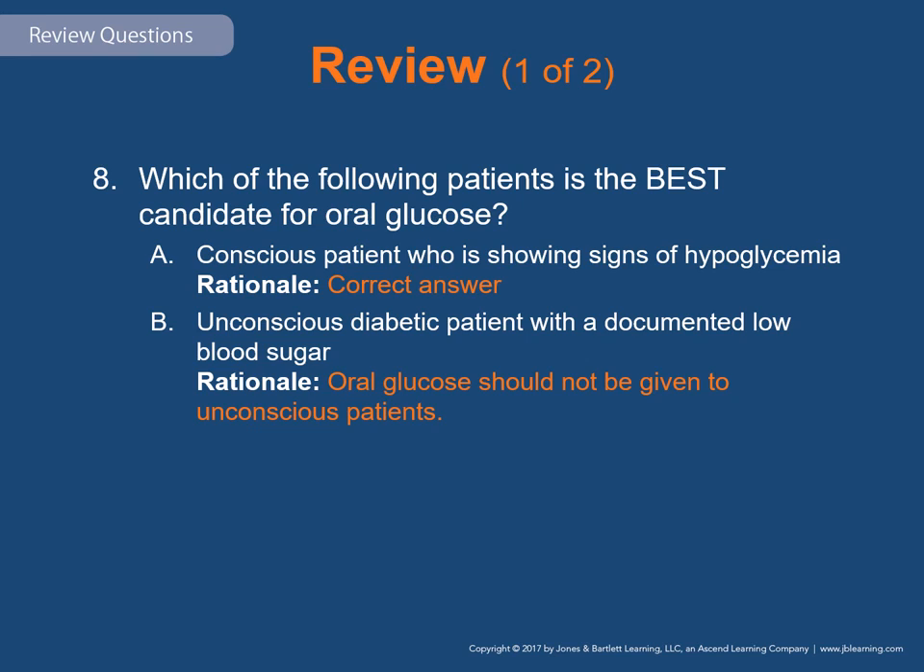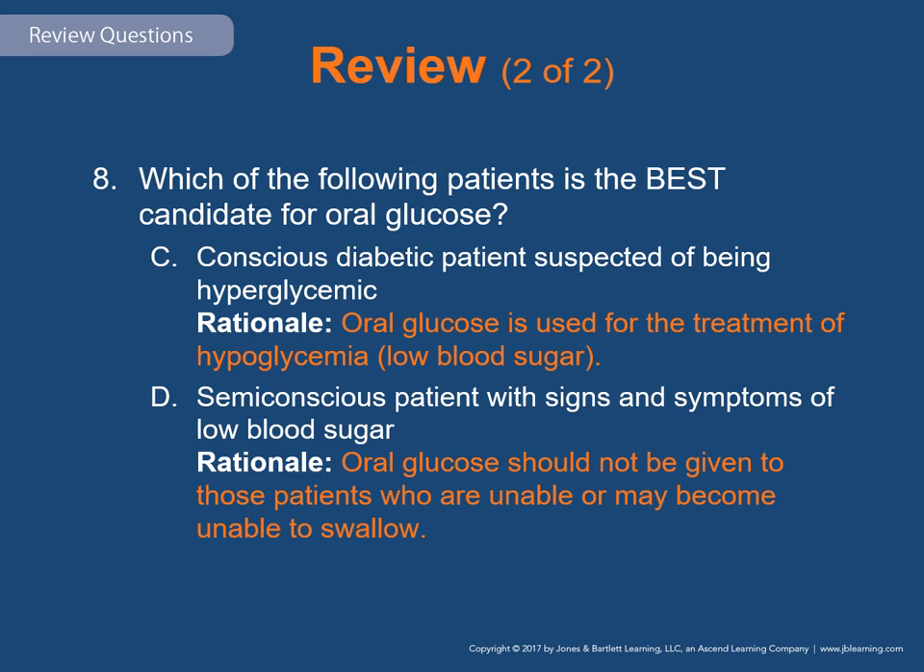So our incorrect answers, A is of course correct. B, unconscious diabetic with documented low blood sugar. No, because oral glucose shouldn't be given to someone who's unconscious. C, conscious diabetic patient suspected of being hyperglycemic. Hyper means too much sugar, so if you give them glucose, you're just going to give them even higher blood sugar. So that's why you have to measure their blood sugar. So yeah, that would be incorrect.